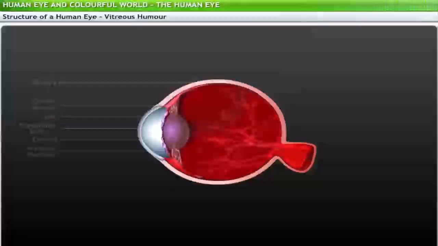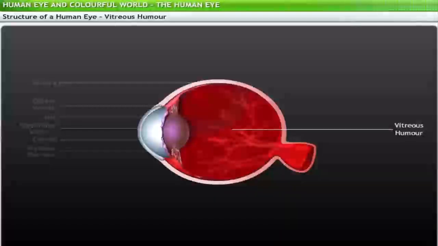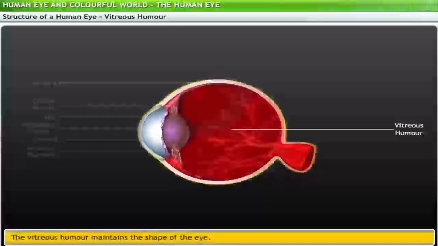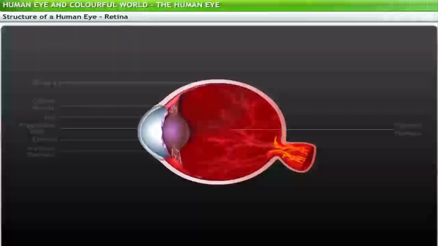The space between the lens and the retina in the eye is filled with a clear, dense, jelly-like fluid called vitreous humor. The vitreous humor helps focus the image clearly on the retina and maintains the shape of the eye. The innermost part of the eye is called the retina.